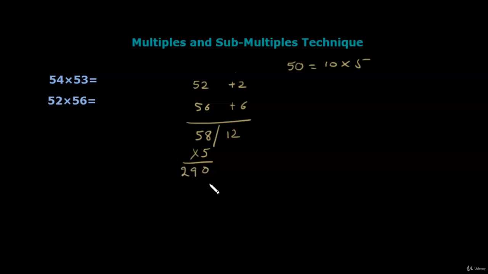This is 290. Main base is 10, so this has to be a 1-digit number. So we write 12 like this. So this becomes 2912. This is the answer. So this is how we deal with submultiples. Or we can multiply the numbers which are not near to 10 or 100, they are near to the base 50. But in this case, when the base is 50, there is another technique also.